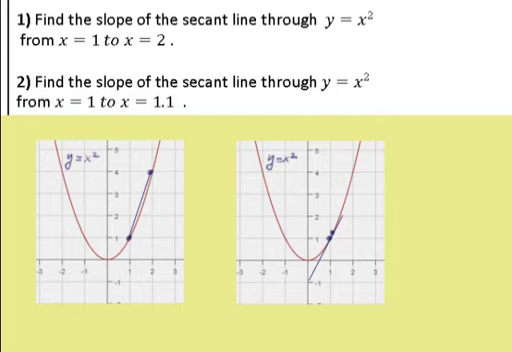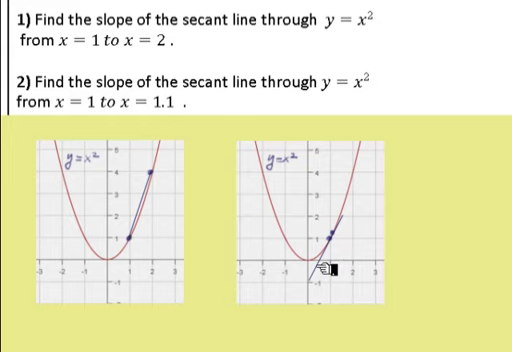Okay, in number 2, we want to find the slope of a secant line, again through y equal x squared, but this time from x equal 1 to x equal 1.1. So here I have two graphs of y equal x squared, and in the first graph we're picturing the secant line from x equal 1 to x equal 2. In number 1 we found that this blue line over here, that was the secant line. Okay, and it goes through points 1, 1 and 2, 4, and we found that it has slope 3.